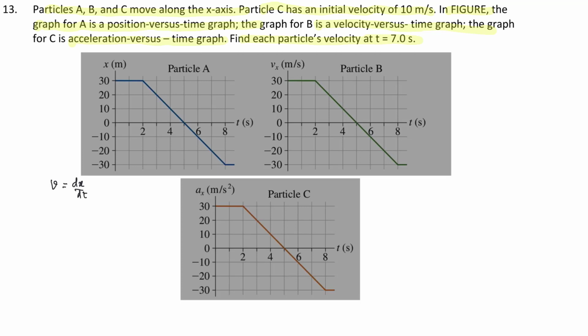So for particle A, as you know, velocity is dx by dt, so we need to find slope, and we have to find velocity at 7 seconds. So find slope of this line. So let us consider this segment. This is 30, this is 3, so slope is 30 by 3, and as far as sign of this slope is concerned, it is negative. So velocity of particle A is minus 10 meter per second. For particle B, it's a velocity time graph, so we can find velocity by direct observation. So at 7 second, velocity is minus 20 meter per second.